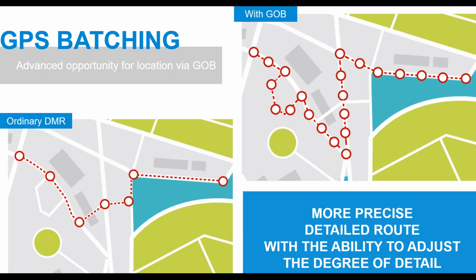As you would see here, on the left is without the Talisman GOB, and on the right is with the GOB.